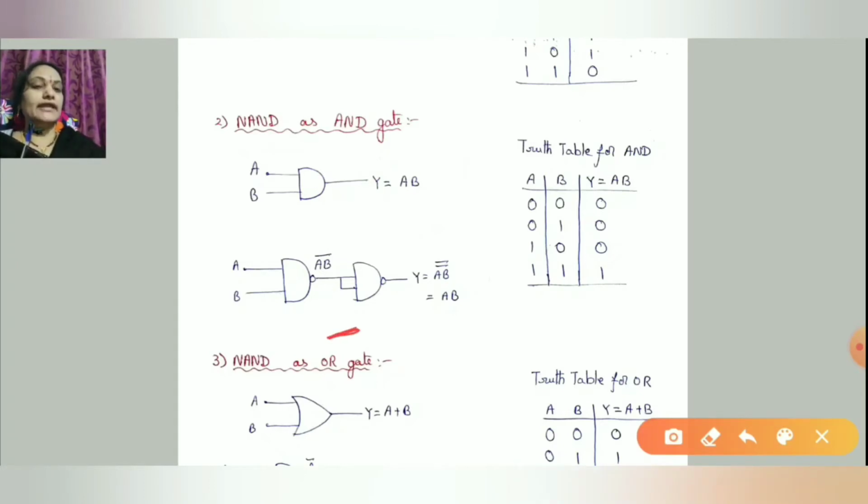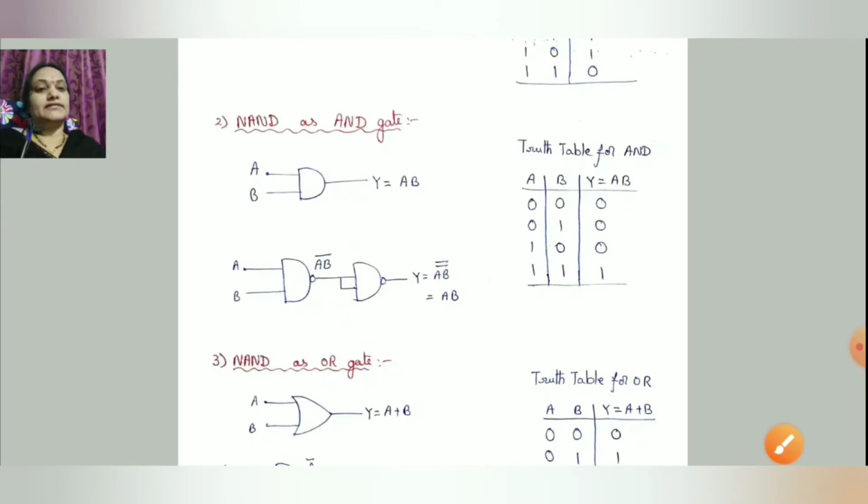Here we have taken two NAND gates and the connections are like this. Here A and B are the two inputs. According to the definition of NAND gate, the output is always equal to the complement of the product of the inputs. That is why we got AB whole bar.